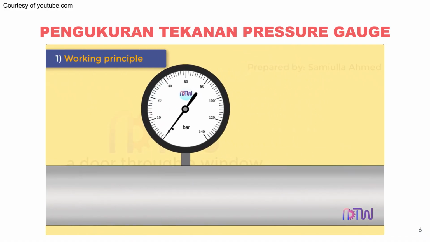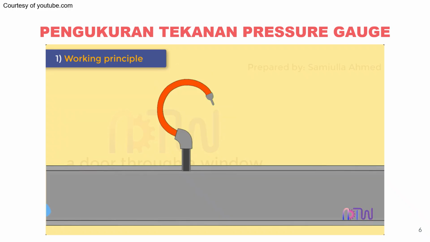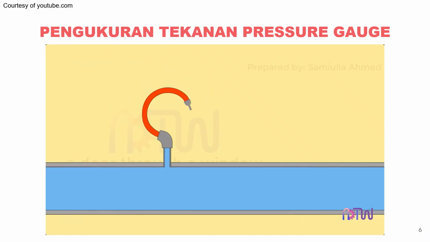Working principle of the Bourdon tube pressure gauge. When an elastic transducer, such as the Bourdon tube in this case, is subjected to a pressure, it deflects. This deflection is proportional to the applied pressure when calibrated.